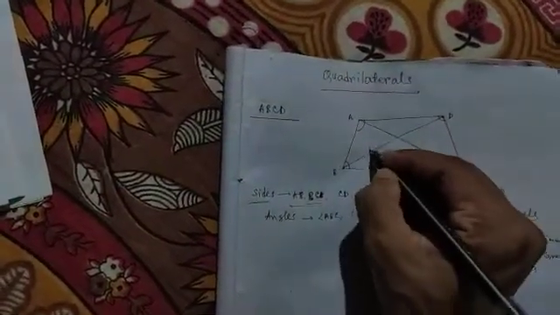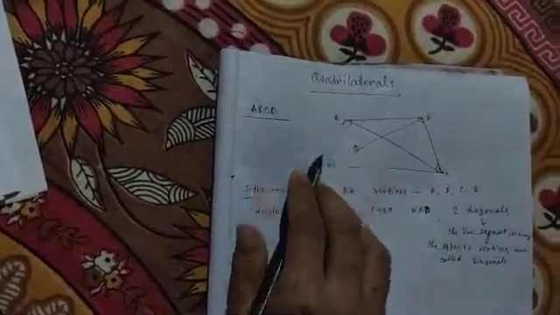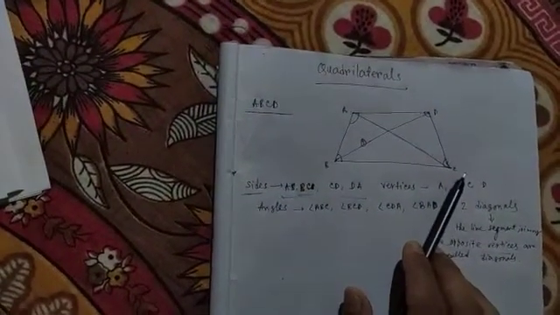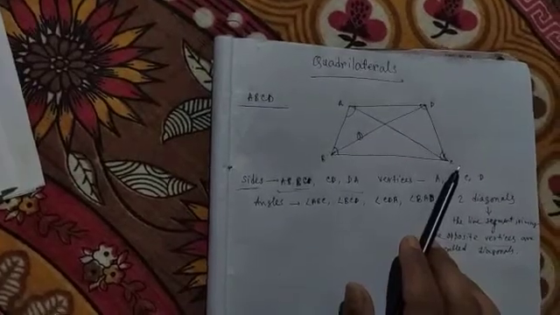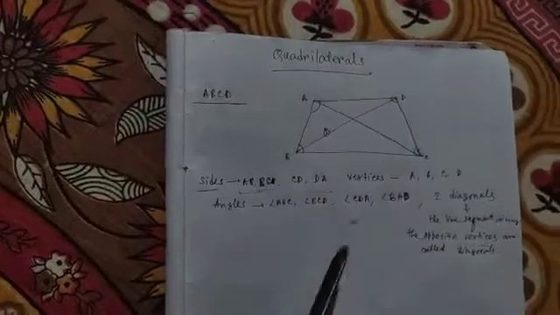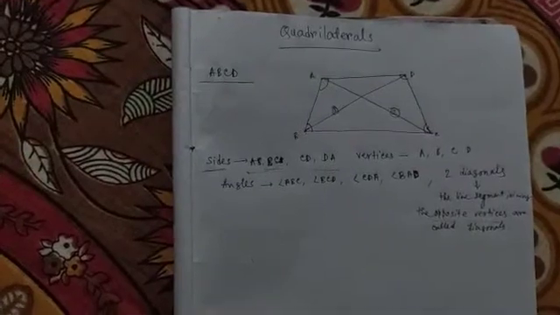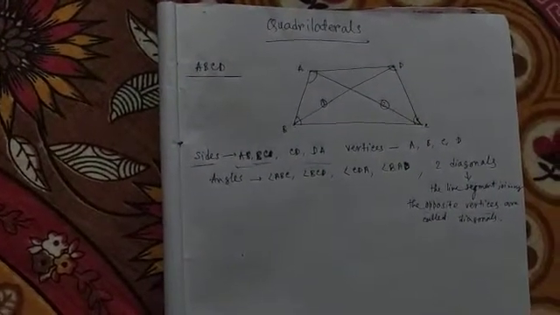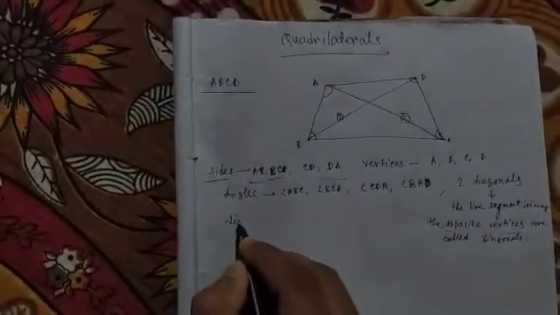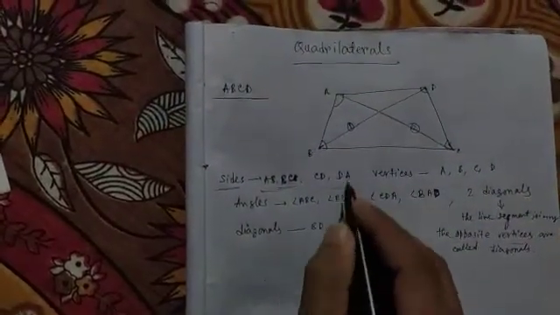Suppose this is the first diagonal. What is another vertex? Consider A. What is the opposite vertex of A? It must be C. So the line joining A and C is also a diagonal. This is the second diagonal. Here we have two diagonals: one is BD, another is AC.